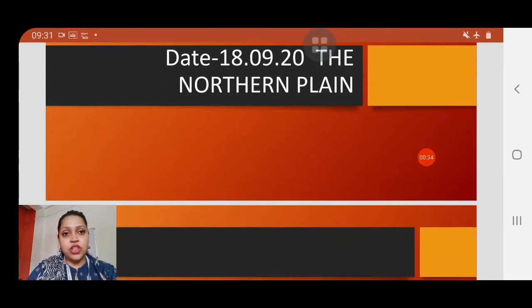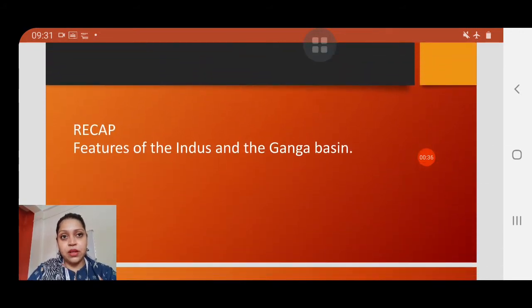Okay, so children, before moving to the next topic, let's see what we did in our last class. If you all remember, we did the features of the Indus and the Ganga Basin. We all know how many basins are there. Three important basins are there. One is Indus, the other is Ganga, and the third one is Brahmaputra. But in our last class we did only the features of the Indus and Ganga Basin. The Brahmaputra Basin is still there.